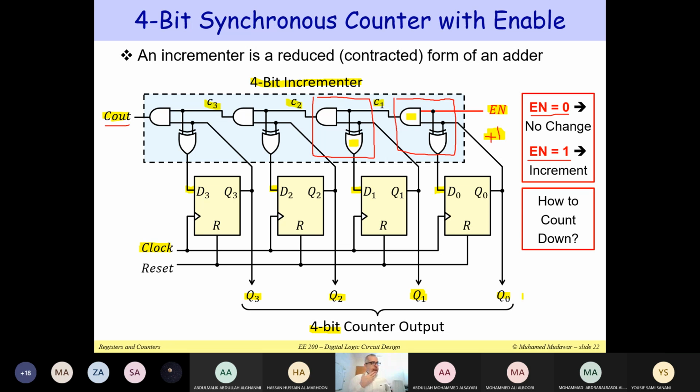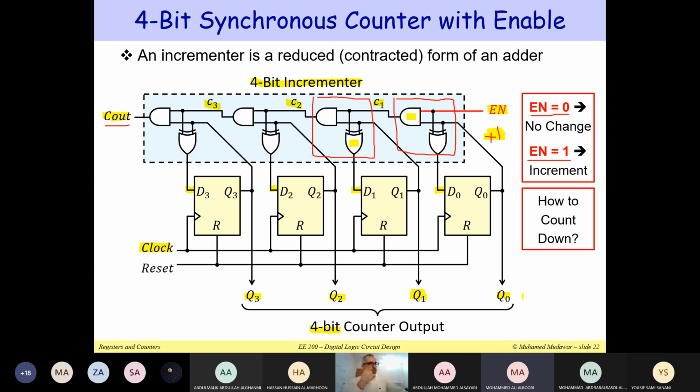Now, how do I count down? How do I use this 4-bit synchronous counter to count down? Any idea? Students, this is a quiz now. Okay? So you have to answer this question. Invert Q.